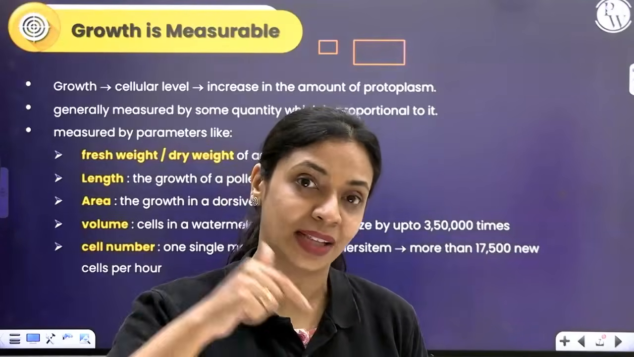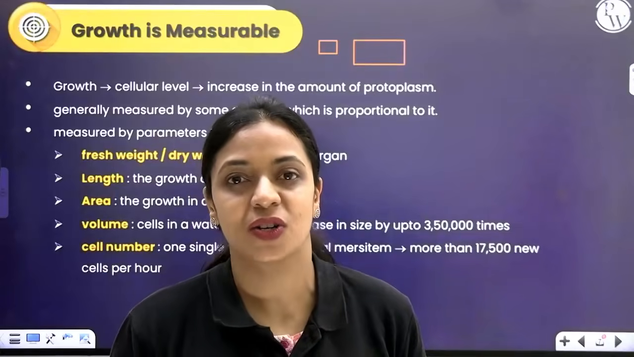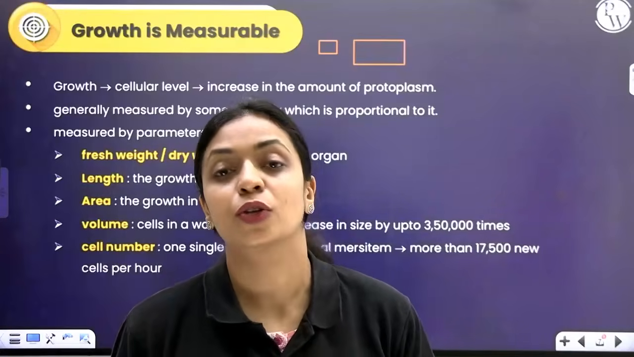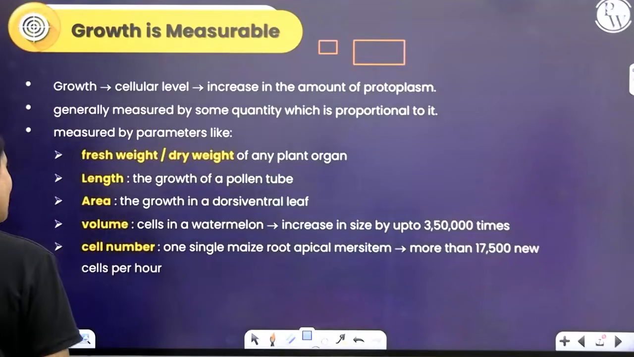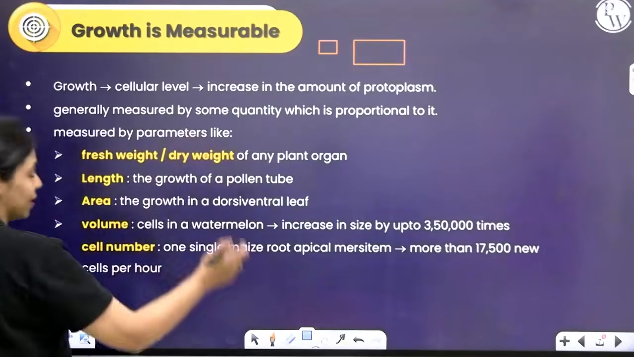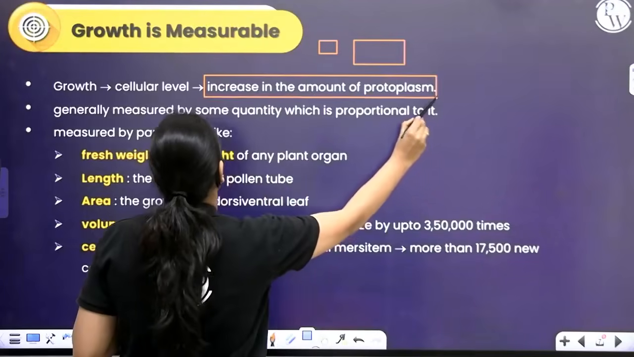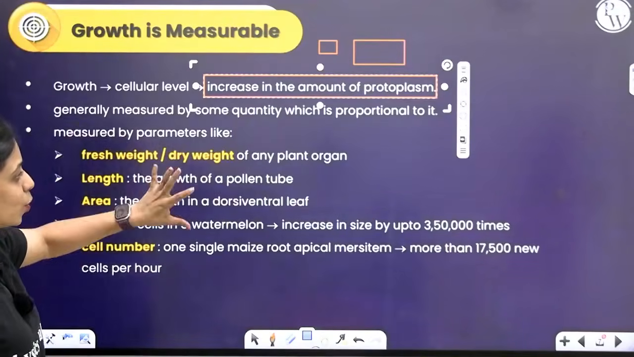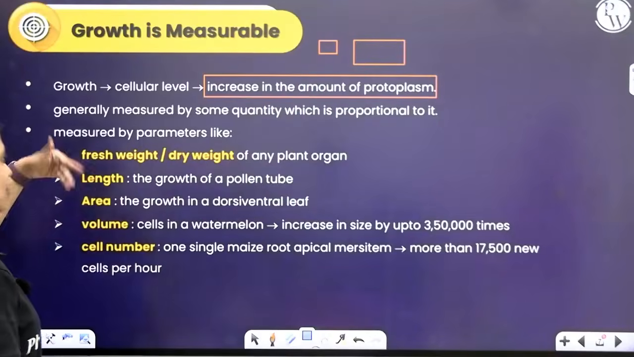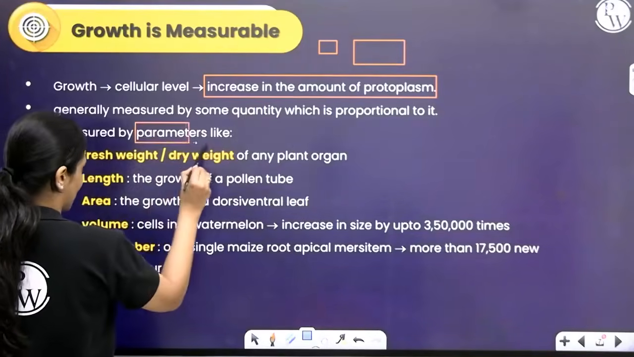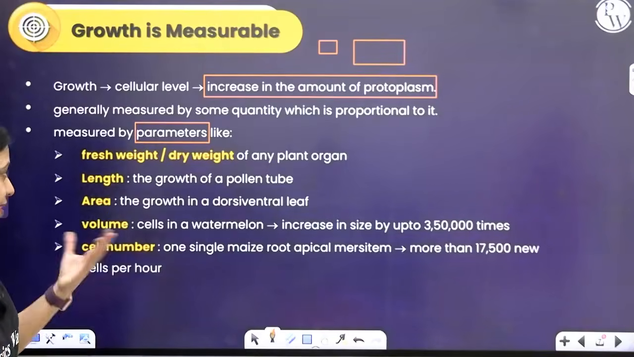So instead of measuring the actual reason why there is growth, we are going to indirectly measure what that growth will contribute to. At the cellular level, what happens is there will be an increase in the amount of protoplasm. Generally, it is measured by some quantity which is proportional to it. Like I already mentioned, some of the parameters that we can measure are fresh weight or dry weight of any plant organ, root, stem, leaf.